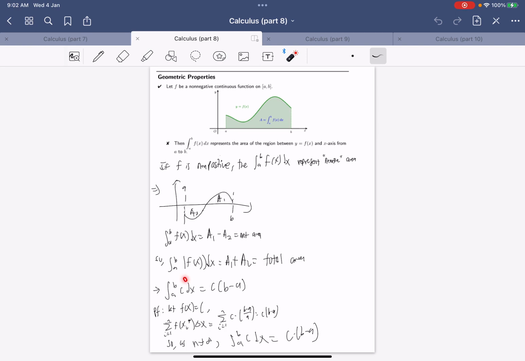And more properties: the integration of a constant function c, because it's like area, is just c times (b minus a). But that's of course the intuitive understanding. If you want to prove it, it really just takes the sum, which equals c times (b minus a). And because this is not in terms of n, as n goes to infinity, this will still remain as c times (b minus a). And so the integral of a constant function is c times (b minus a).